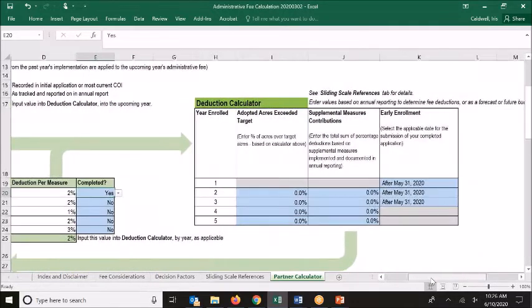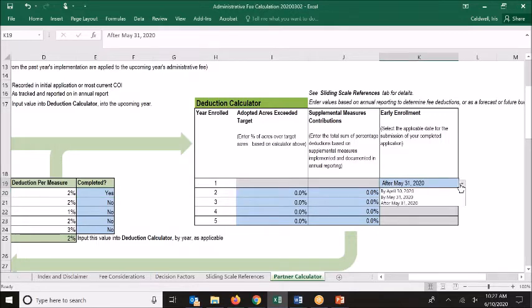So we scroll to the right. You can see the deduction calculator here has places for you to identify the percent that you've maybe exceeded your adopted acres target in future years. Again, that doesn't affect your year 1 administrative fee calculation, so those cells are grayed out. From the table to the left, you can also input the discounts for supplemental measures that have been implemented. And again, those would only apply after year 1.